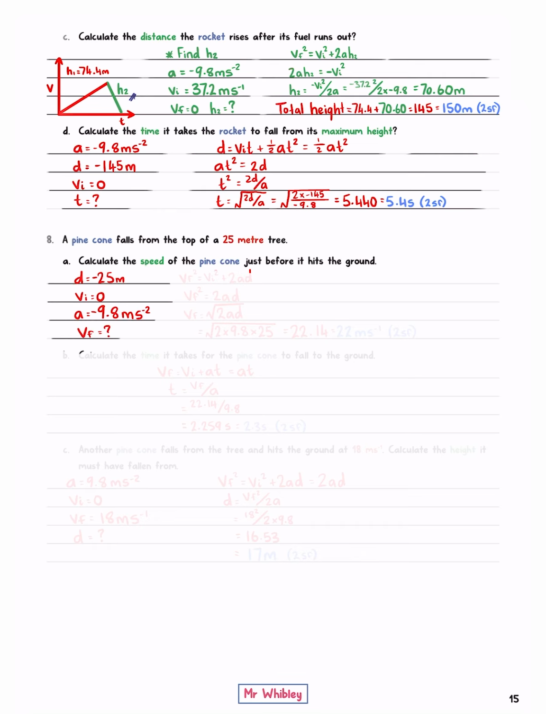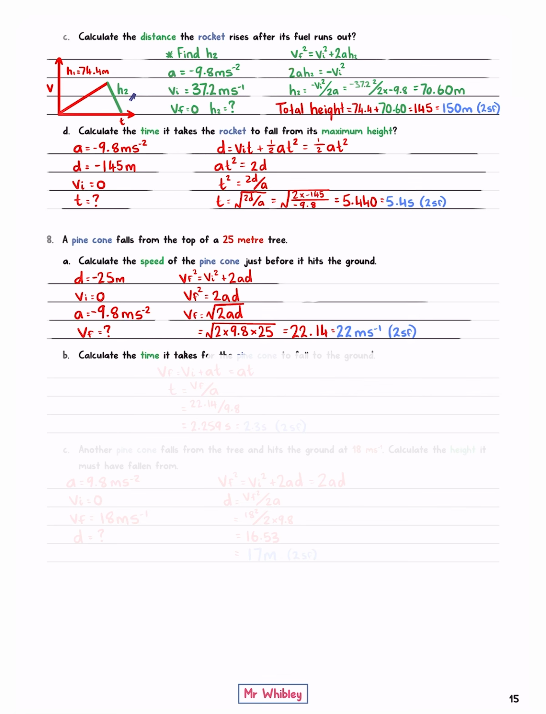The quantity we don't have and don't care to find is time, so we can choose the equation without that. Knowing that vi is 0, this simplifies to vf squared equals 2ad. Square rooting both sides, putting our numbers in, gives me 22.14, or 22 meters per second to two significant figures.